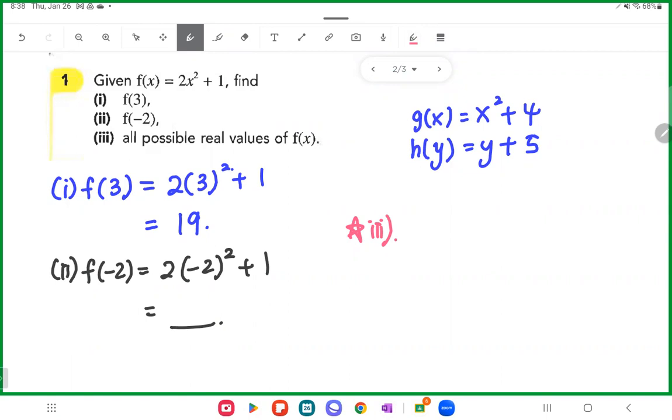Okay, part 3. Part 1 and part 2 are very straightforward, you just substitute. But part 3 actually asks you for all the possible real values of f(x). So you need to think a little deeper for part 3.